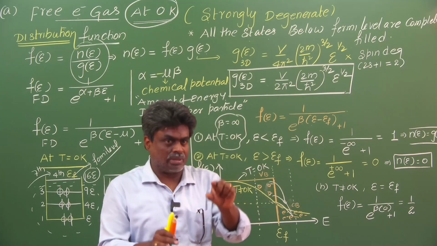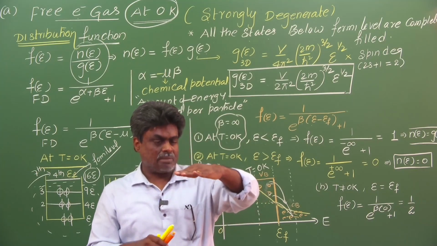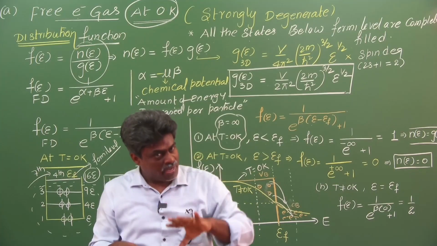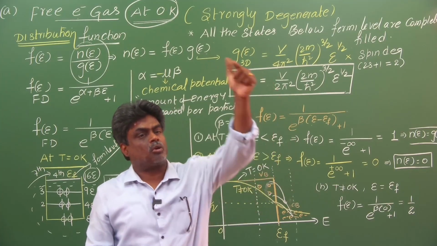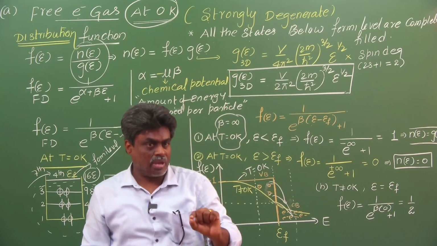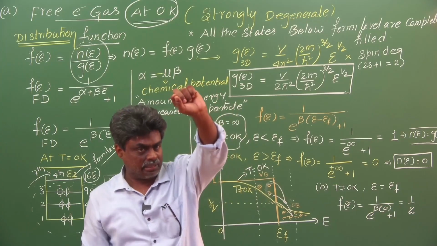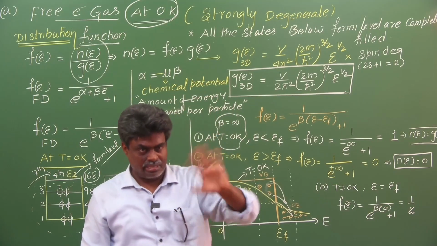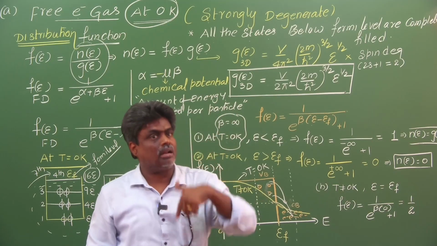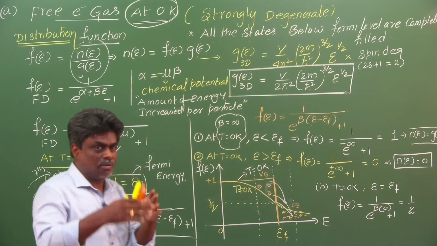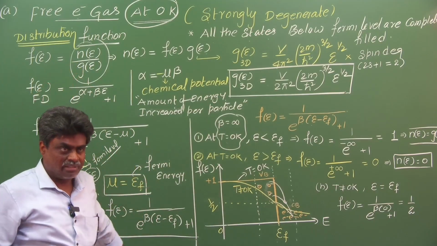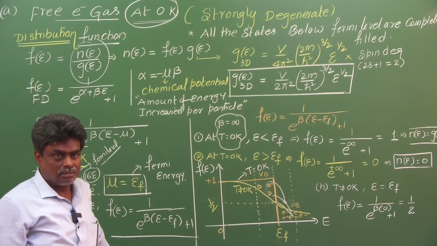Wait, I will come back to that. So at E equal to EF, what is happening? Half of the electrons vacate their sites and go and occupy the conduction band. Here we are getting a vacancy and there we are getting a free electron. Half will vacate and half will occupy. That is the meaning of half empty and half occupied. Now what exactly is E? You have to see.